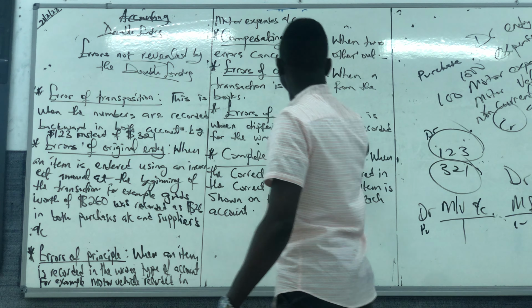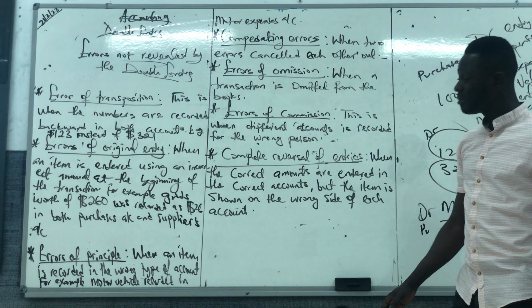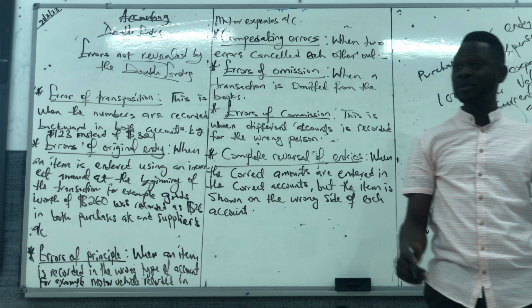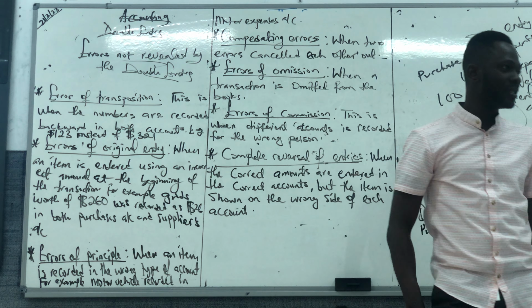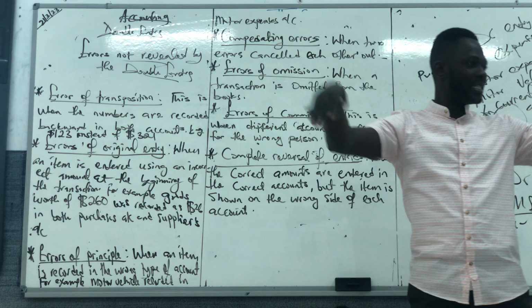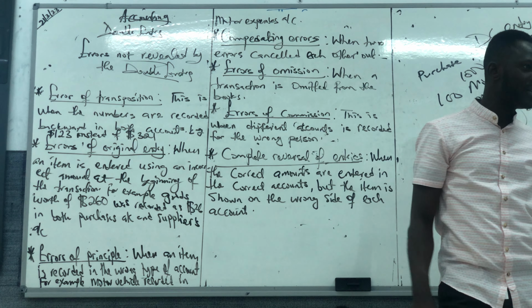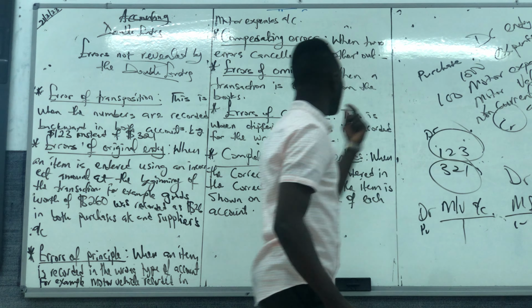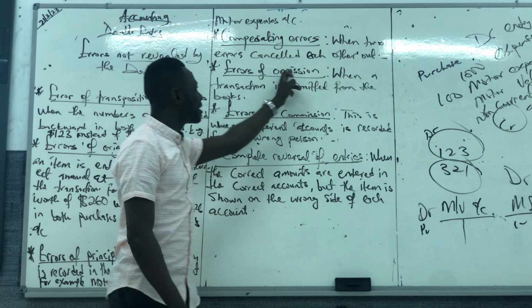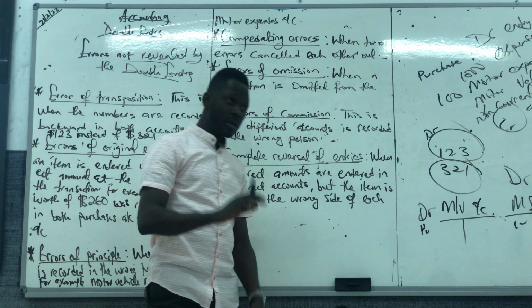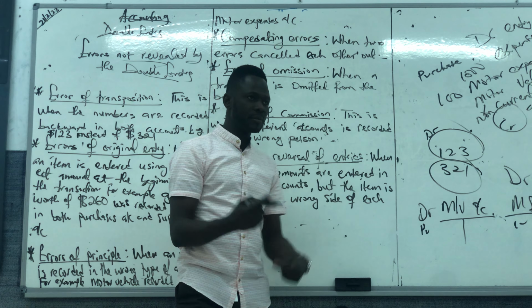The next one, compensating errors. When you talk about compensating errors, we're talking about two errors cancelling each other. You make a mistake on the debit side, and at the same time, the same amount on the credit side. It cancels. Look at it. When two errors cancel each other out, this is what I mean.